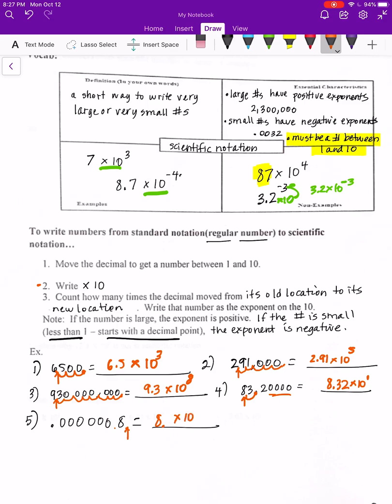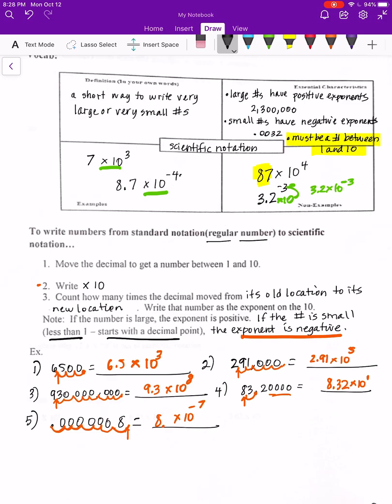Write times 10. And then 1, 2, 3, 4, 5, 6, 7. But when it's a very small number and it starts with a decimal point, what did it say to do? It said to make the exponent negative. So I have to make it negative. So it'd be 8 times 10 to the negative 7th power.